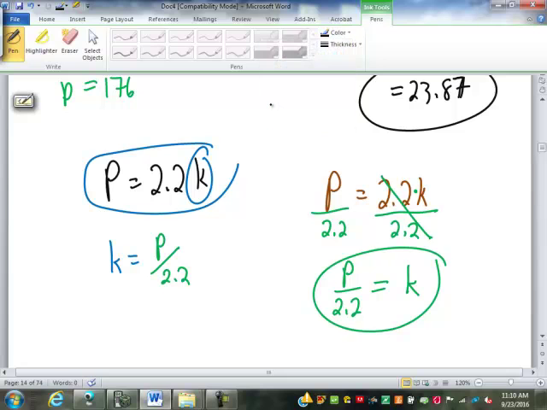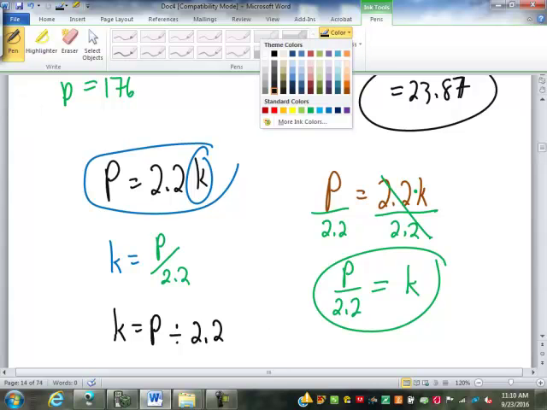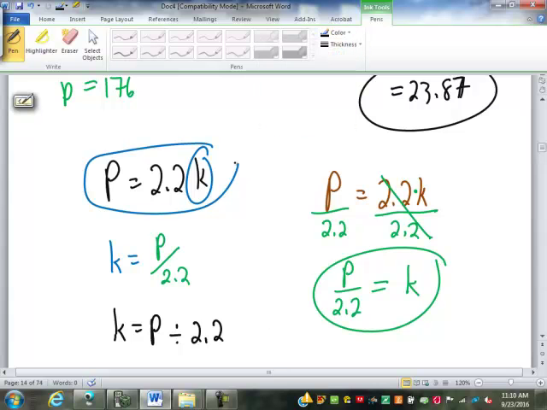I could write it as a fraction like that, or I could write it as just p divided by 2.2 like that as well. That was a relatively simple formula.